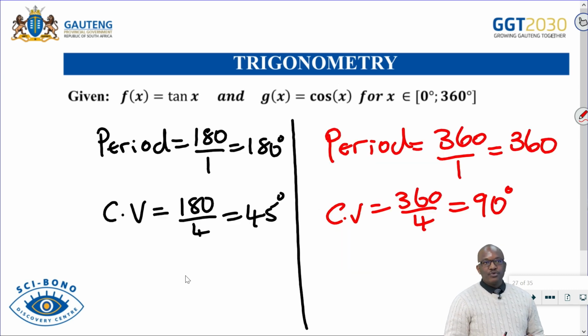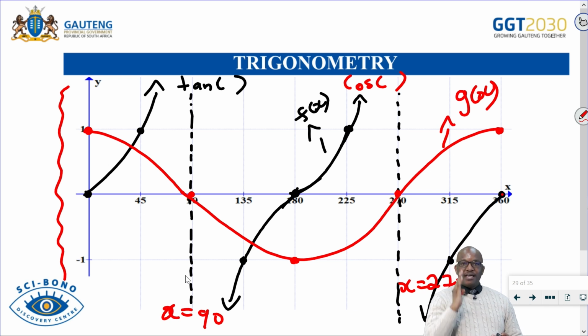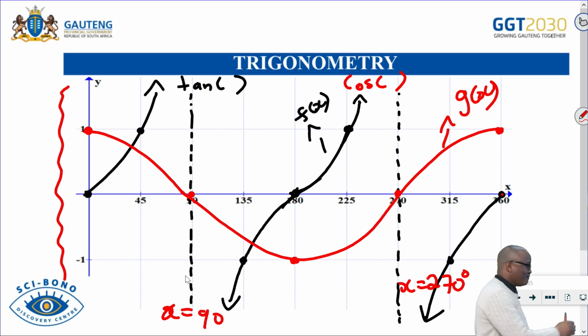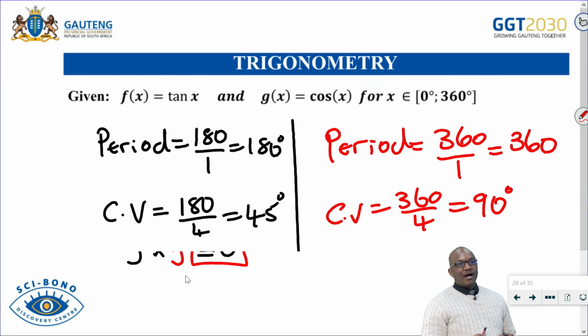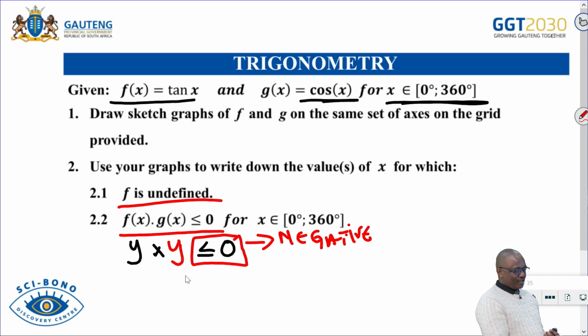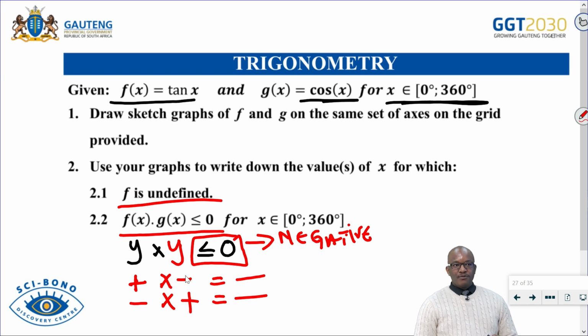So, how are we going to interpret this? We are going to interpret this looking at the y values. Y values of what? Y values of tan and the y values of cos. We are going to determine this using the y values, but we are looking for the x values. It's like now we are saying the x's are the independent and the y's are the dependent. Remember, for it to be negative, a positive y value of f multiplied by a negative y value of g, you are going to get a negative number. Or if you say a negative y value of f multiplied by a positive y value of g, then you are going to get a negative number. So those are the conditions.